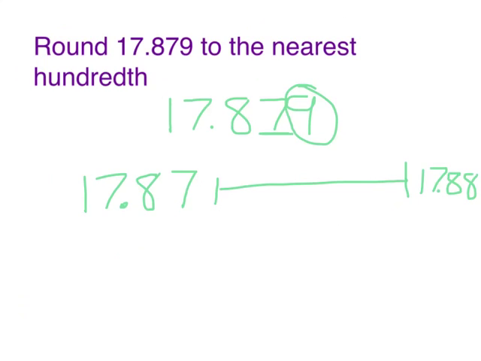I look to the next place value over to see how far to move down my number line. I move 9 spots, and that puts me much closer to my larger hundredth. The correct answer was 17 and 88 hundredths.